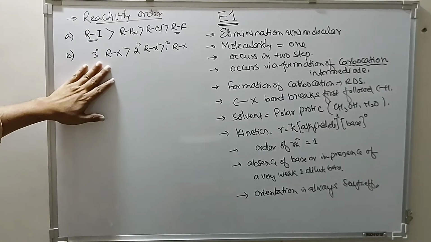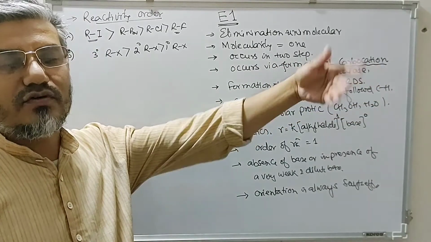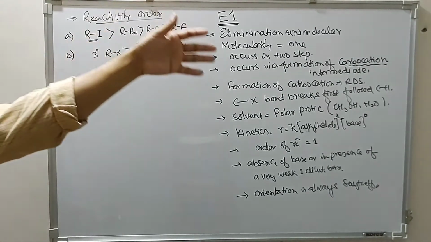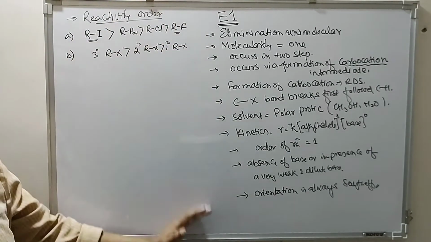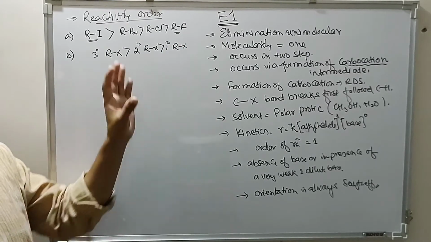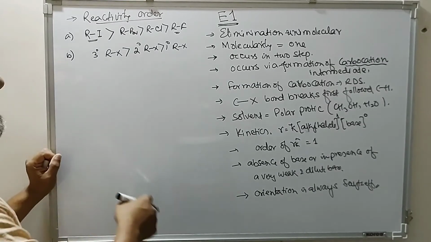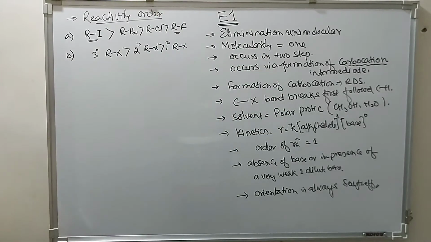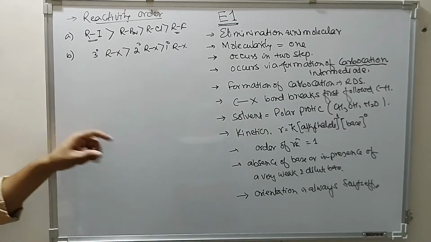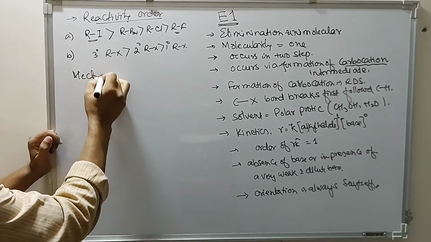Now this reactivity order can be explained by invoking the concept of stability of carbocation. So this we can explain later on. These are some of the important features of the E1 reaction: elimination, unimolecular reaction. Now coming to the mechanism, because by use of this mechanism we can explain all these behaviors or important features that are observed.